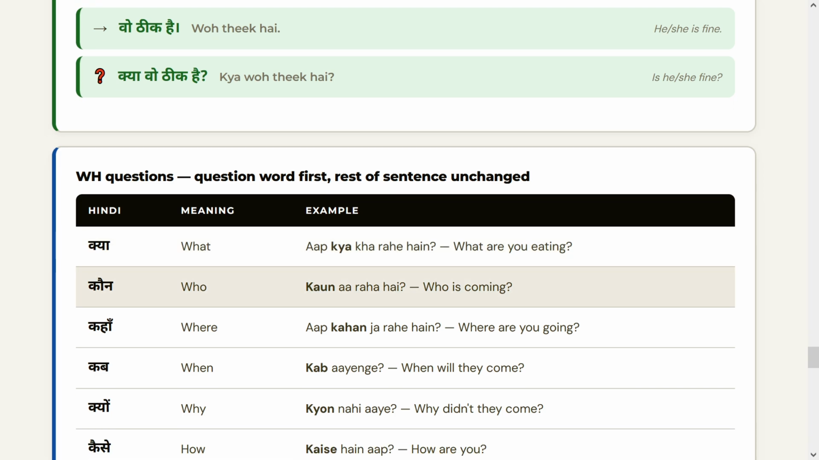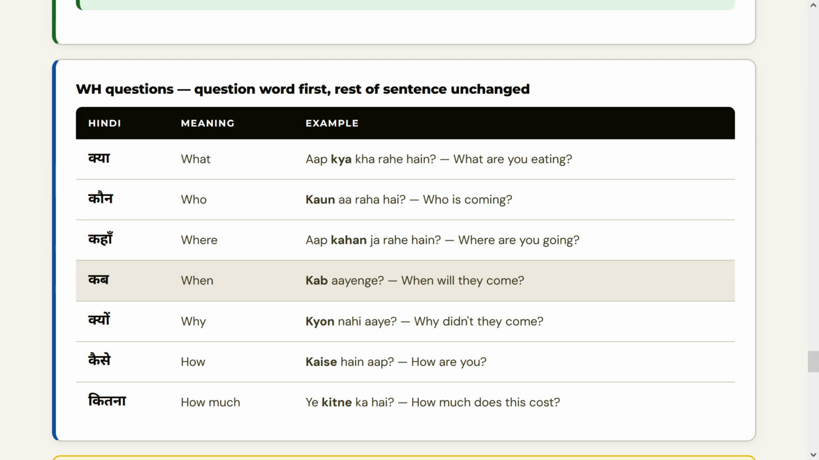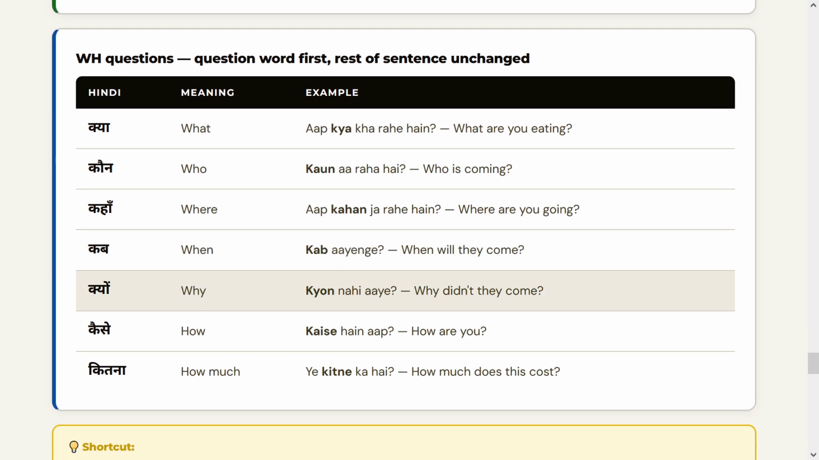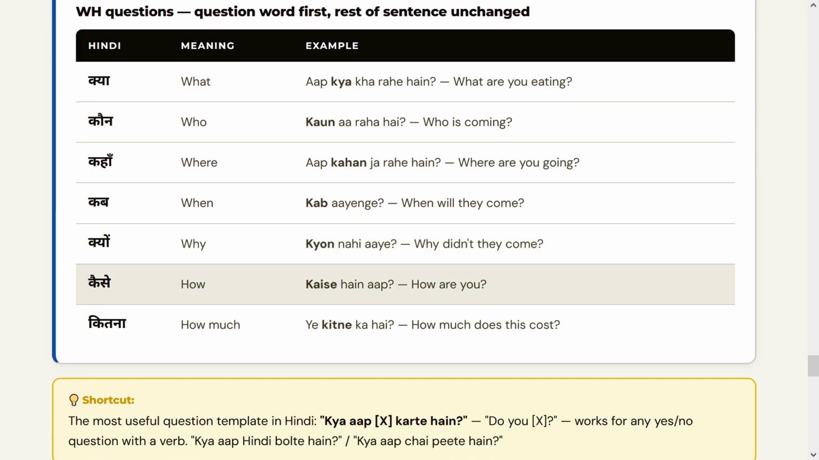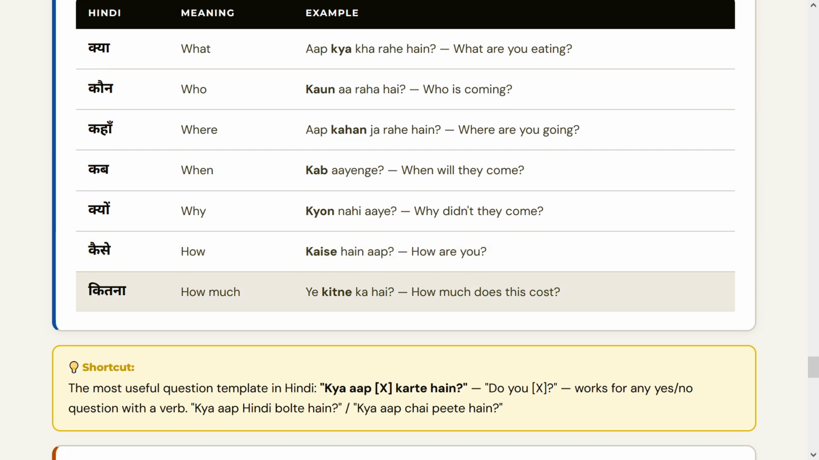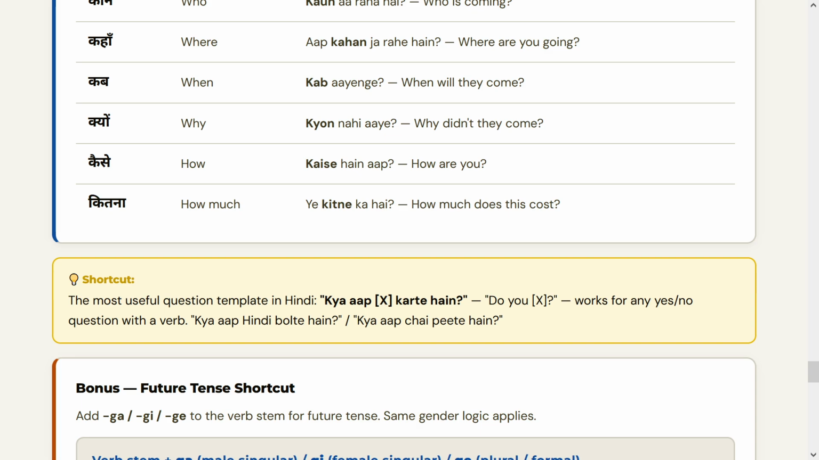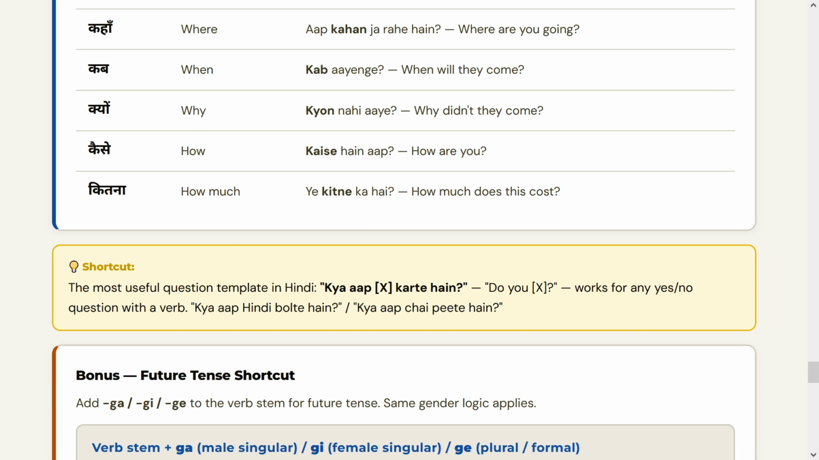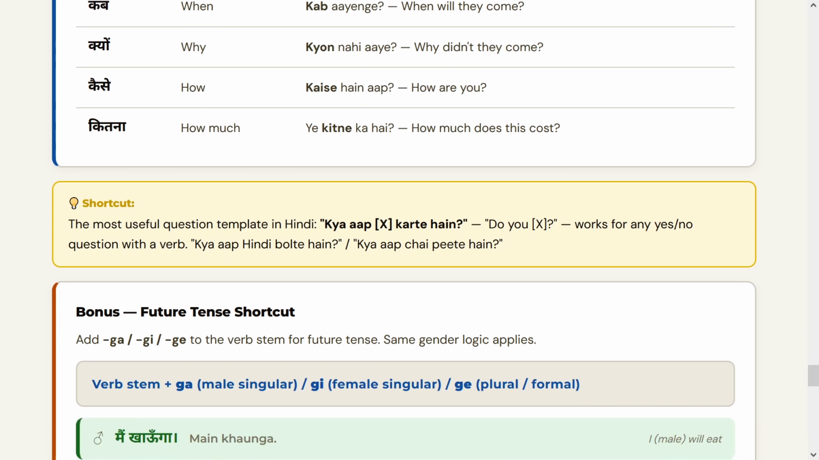For WH questions, what, who, where, when, why, how, the question word goes at the front and the rest stays in place. Kya, what. कौन, who. कहाँ, where. कब, when. क्यों, why. कैसे, how. कितना, how much. The most useful template in this entire video. क्या आप verb करते हैं? Do you verb? क्या आप हिंदी बोलते हैं? Do you speak Hindi? क्या आप चाय पीते हैं? Do you drink tea? That one template handles every yes no question with a verb.